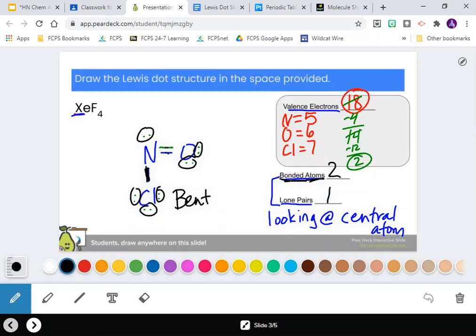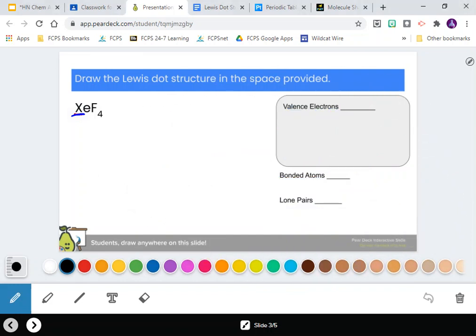All right, so now we're going to look at the next one. And because I'm using my smartboard, I have to erase in between now. Yay, but I get to do that. Okay.